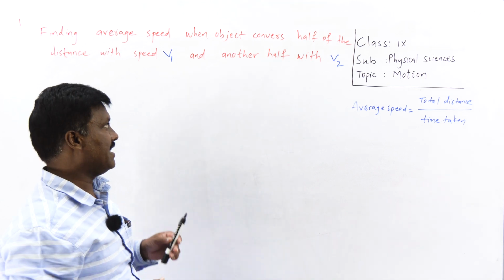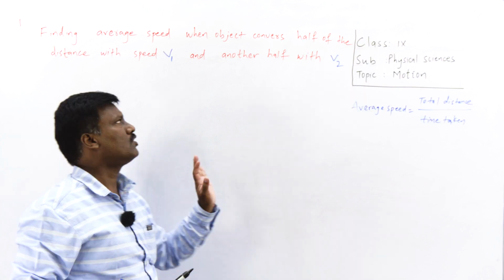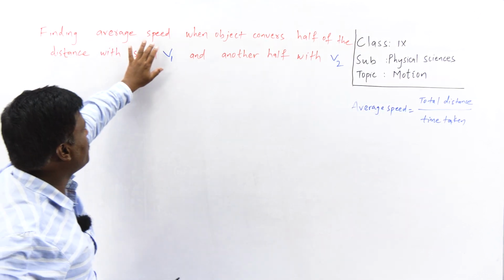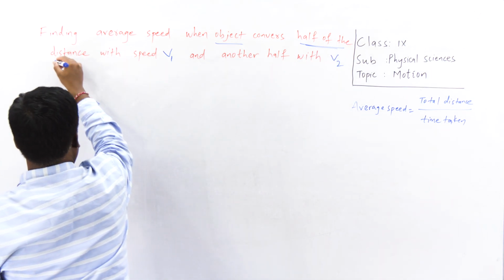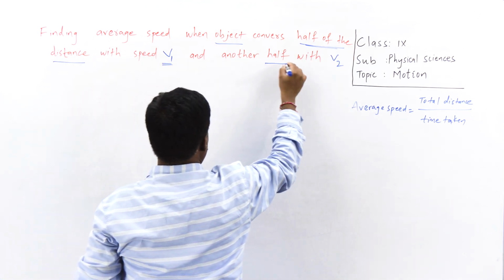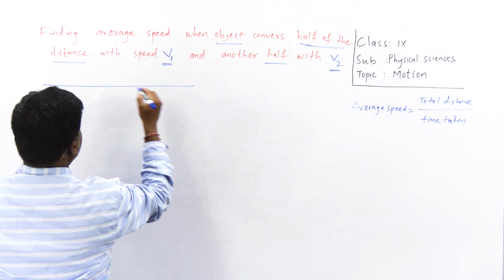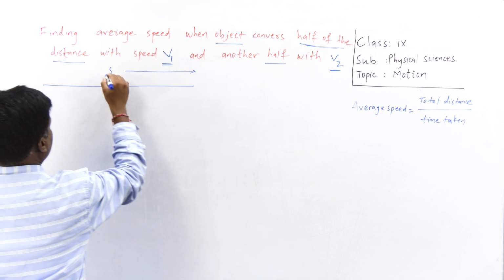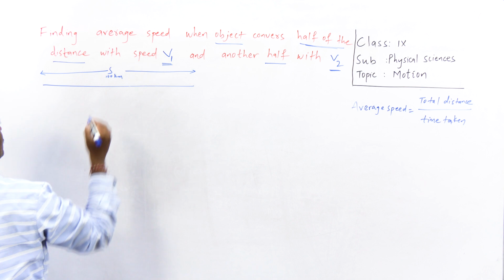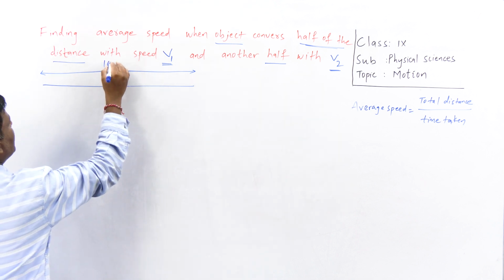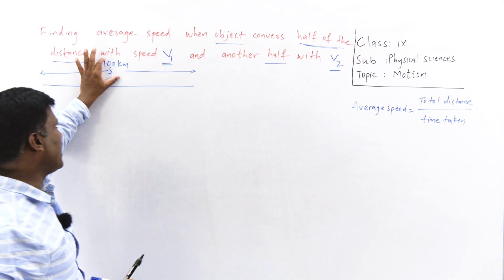Now in this session, we are going to find the average speed, but this condition is different. So what is that condition? Finding the average speed when an object covers half of the distance with v1 speed and another half distance with v2 speed. Let the distance traveled by the object be S. Suppose you take this S as 100 kilometers. So the total journey distance is 100 kilometers.